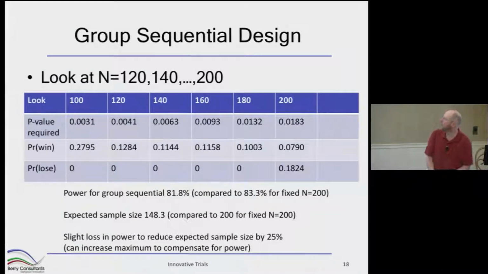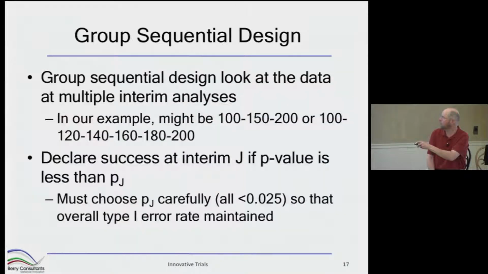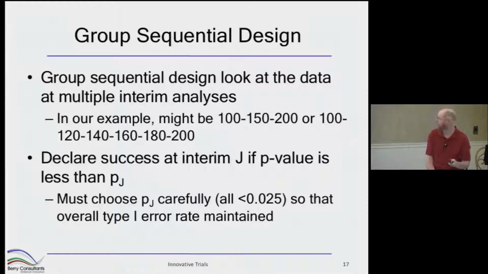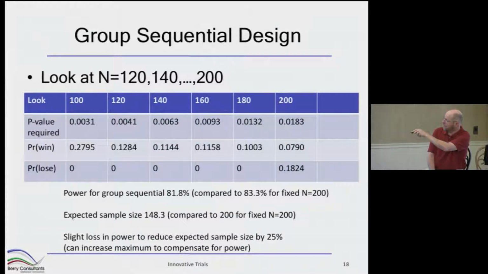So here is the kind of example that you might see, and this is 100, 120, 140 up to 200. One thing that's going on here, you'll see at 100, I'm going to declare success if the p-value is less than 0.0031. I need a highly significant result in order to get that. Now keep in mind, there are a few trials that hit this. That's 0.001, so some are going to make it. At 120, it gets a little bit lighter, at 140 a little bit, and these are going up. And finally, at the end, I need a p-value of 0.0183.